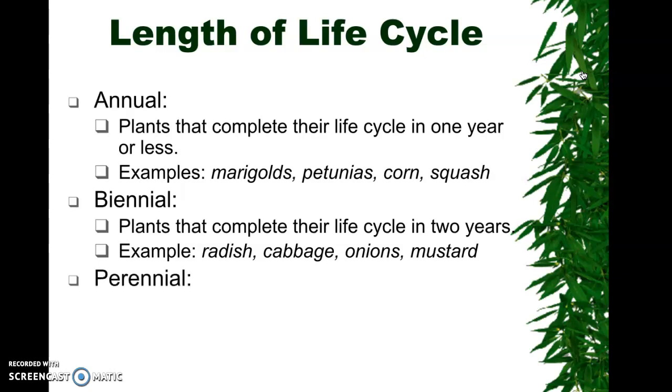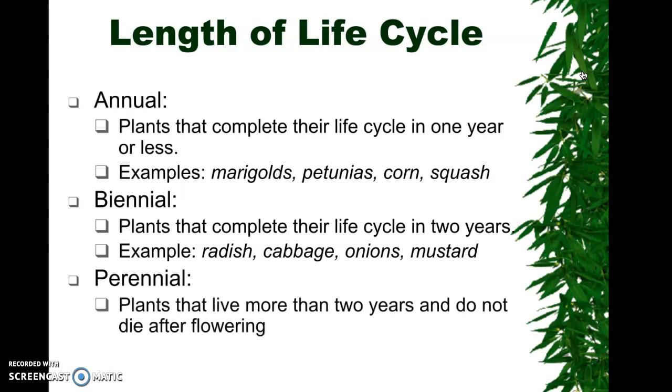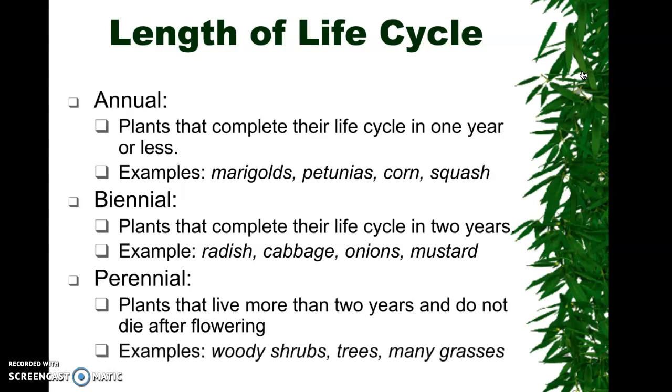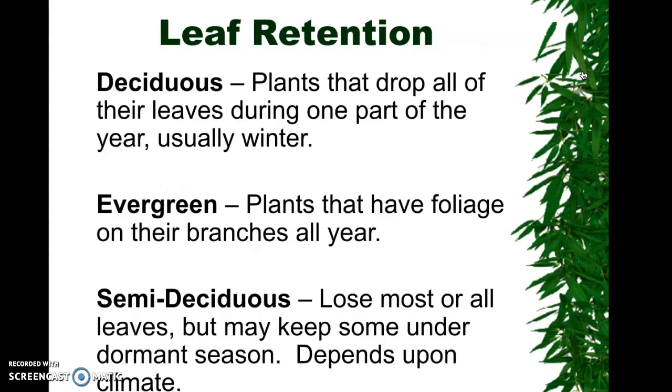Then we have perennial. I wonder what this one is. These plants live longer than 2 years and do not die after flowering. Perennials are permanent. That's how I remember it. So perennials are permanent plants that have a very long lifespan. These are like woody shrubs, trees, and lots of grasses, which are perennials.